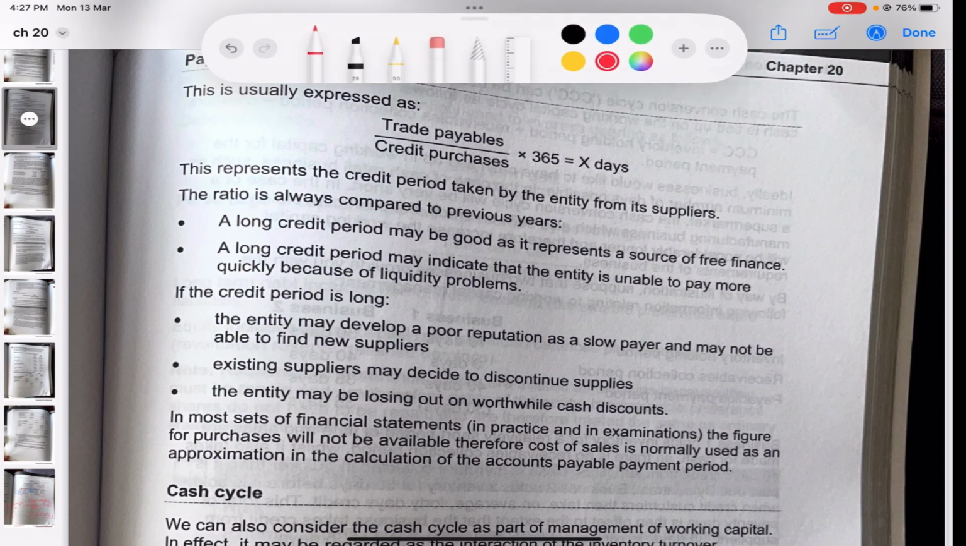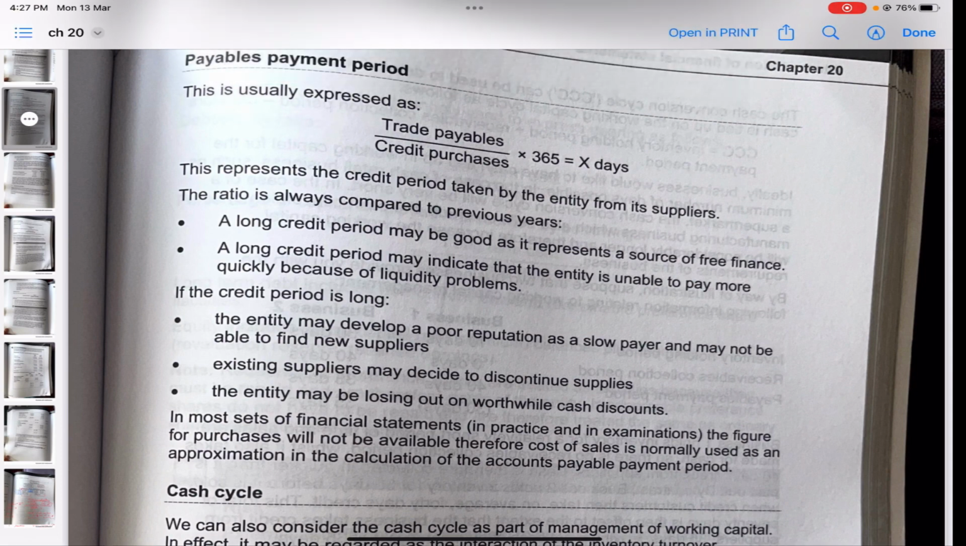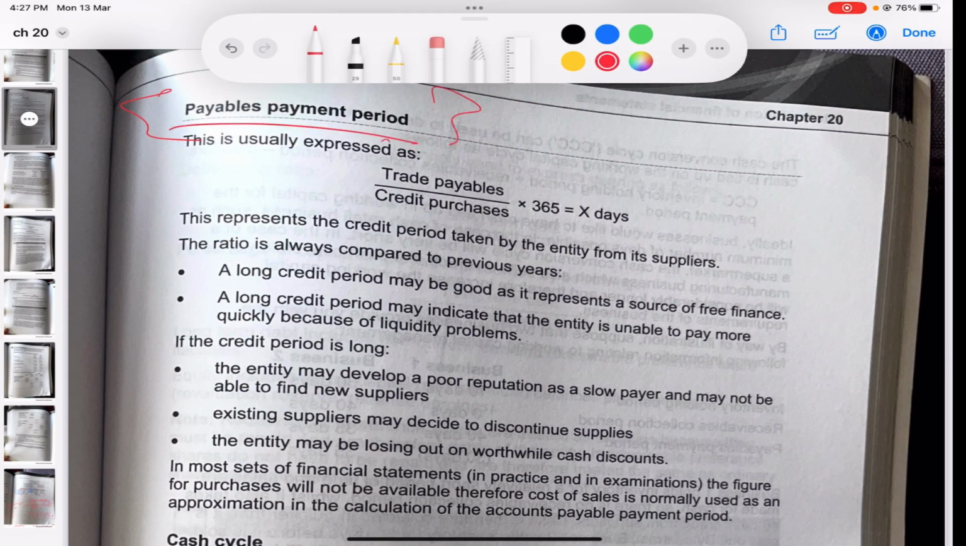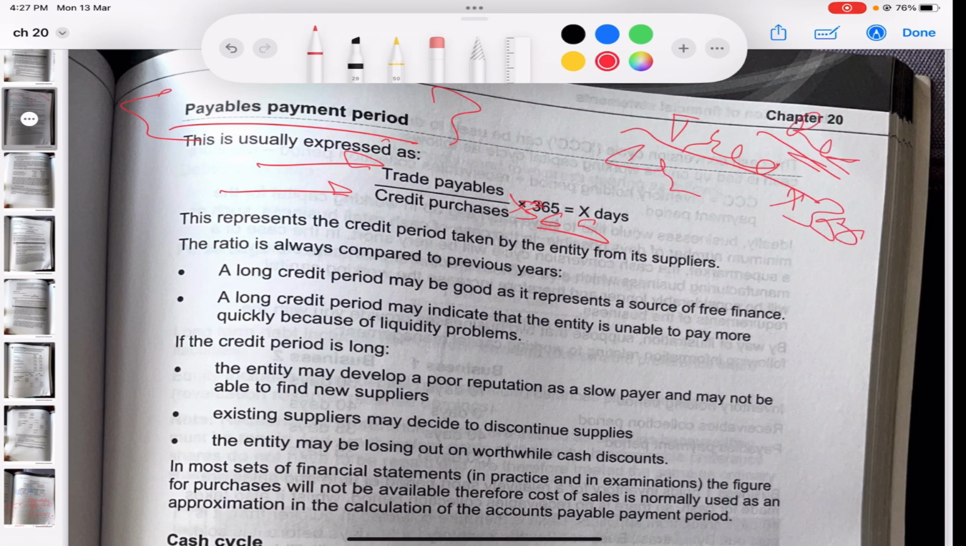Now we have what a payables payment period is, which means who are payables? Payables are the people whom we owe some money, whom we have to pay them. Right. So it is trade payables upon credit purchases multiplied by 365. What was the previous one? Trade receivables upon credit sales into 365. That was the receivables period. So the same way my payables period is going to be trade payables upon credit purchases multiplied by 365.